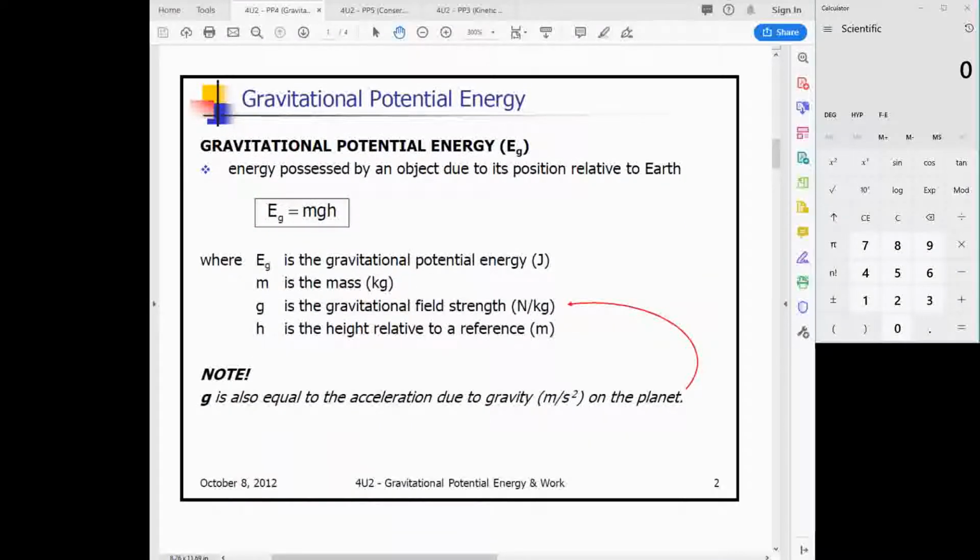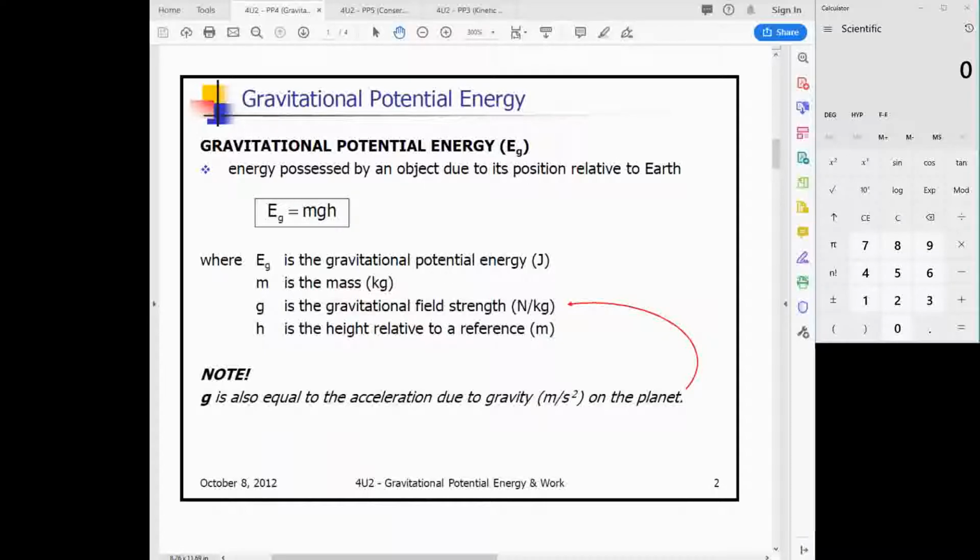So here's a slide to copy. Gravitational potential energy is the energy possessed by an object due to its position relative to Earth. It's calculated by finding the product of m times g, the acceleration due to gravity, times h. And that g could change. It's usually 9.8 or 9.81 for a problem that deals with Earth.